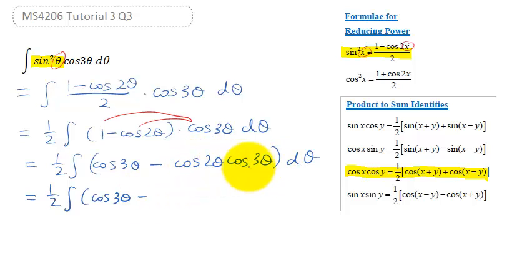So cosine 3 theta is alright. But cos 2 theta and cos 3 theta, so if I match, I'm going to let 2 theta be x and 3 theta be y. So I have a half cosine. The addition of x and y means it's an addition of 2 theta and 3 theta, that gives 5 theta, plus cosine, subtraction of x and y, which means I'm going to take 2 theta minus 3 theta, which gives me a negative theta.